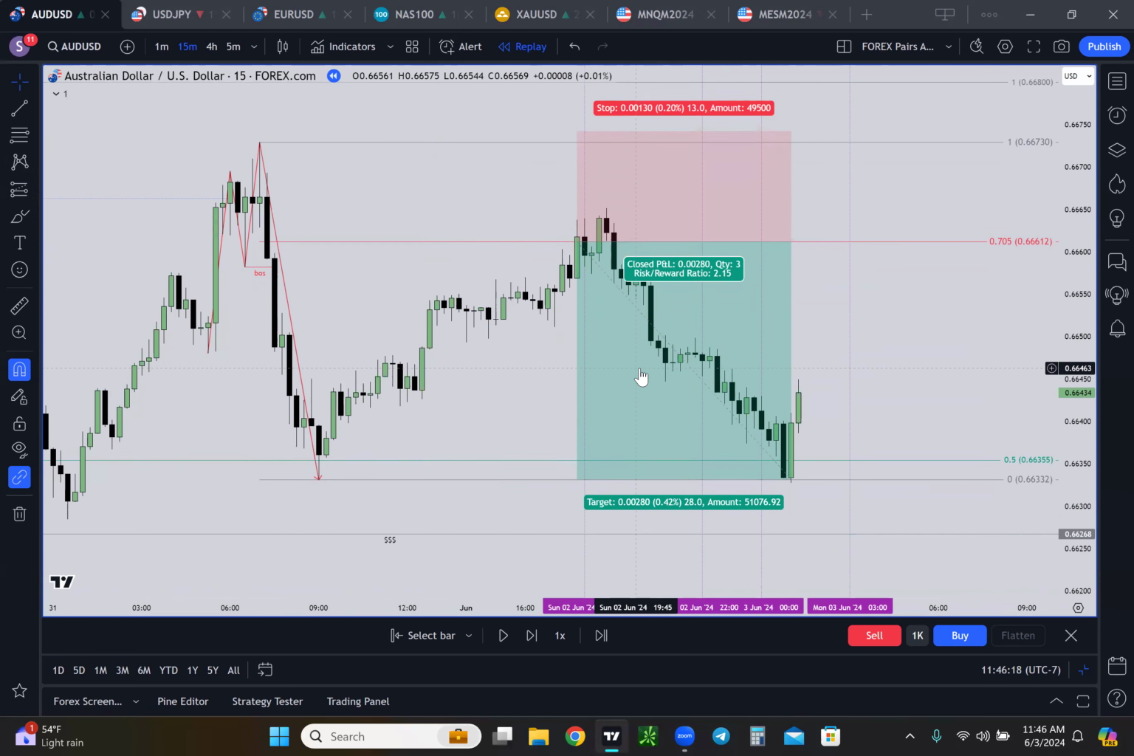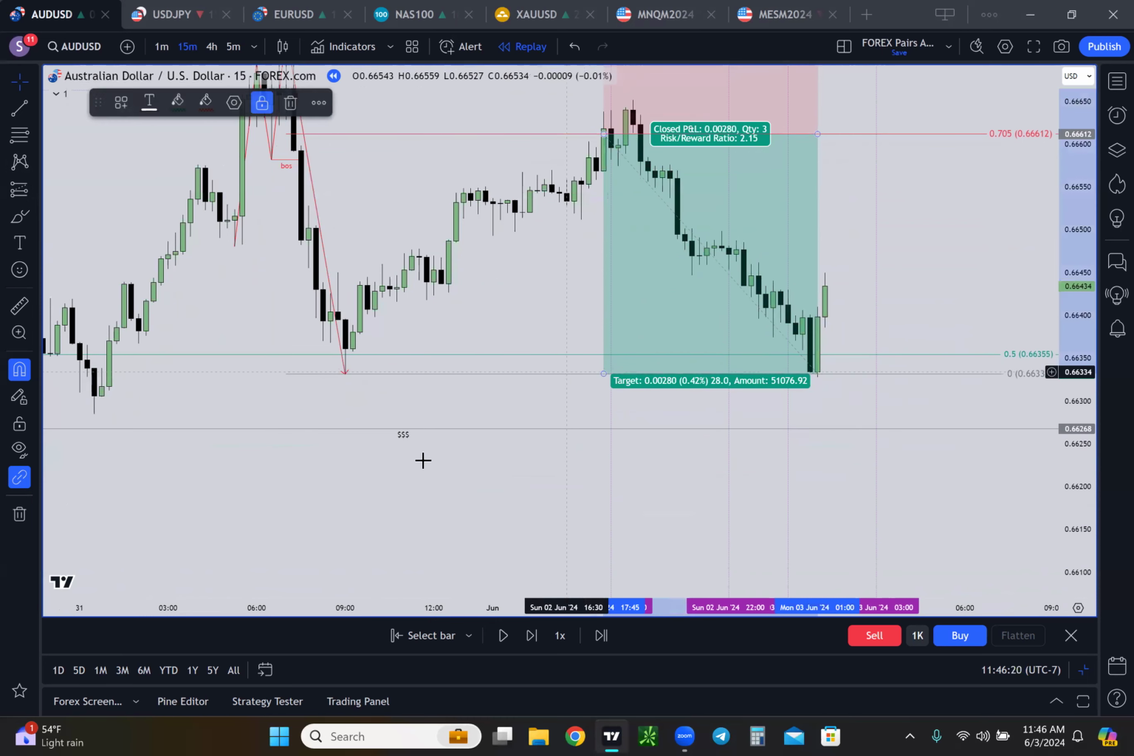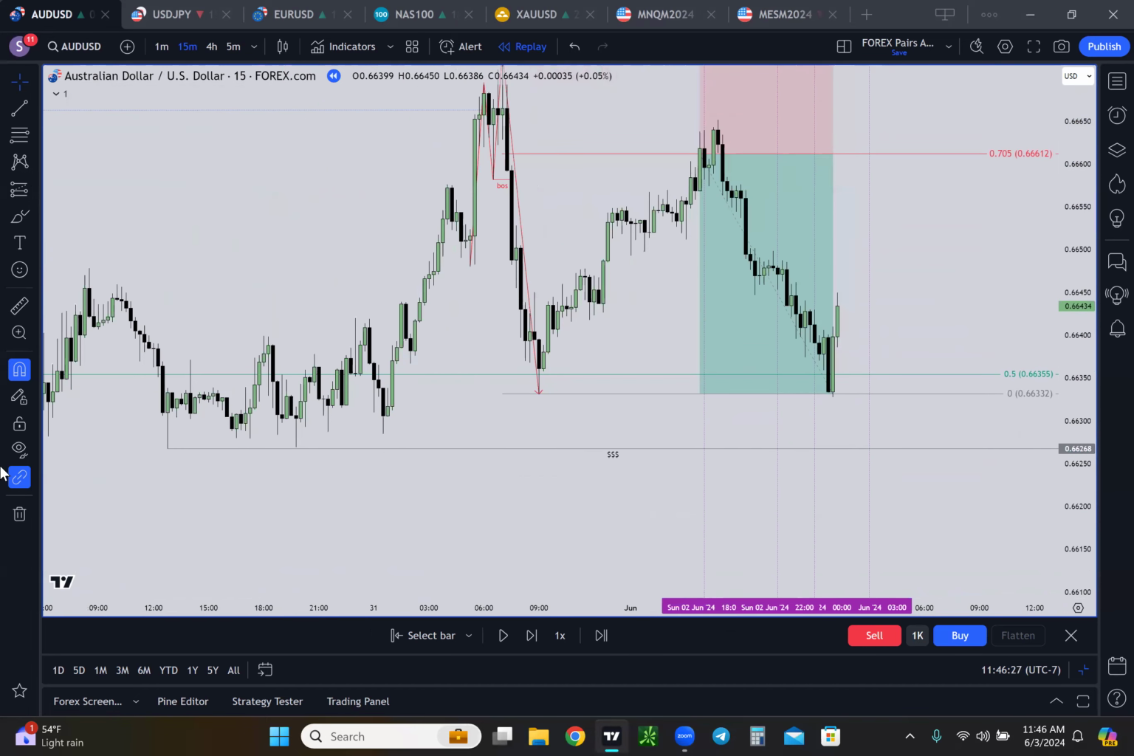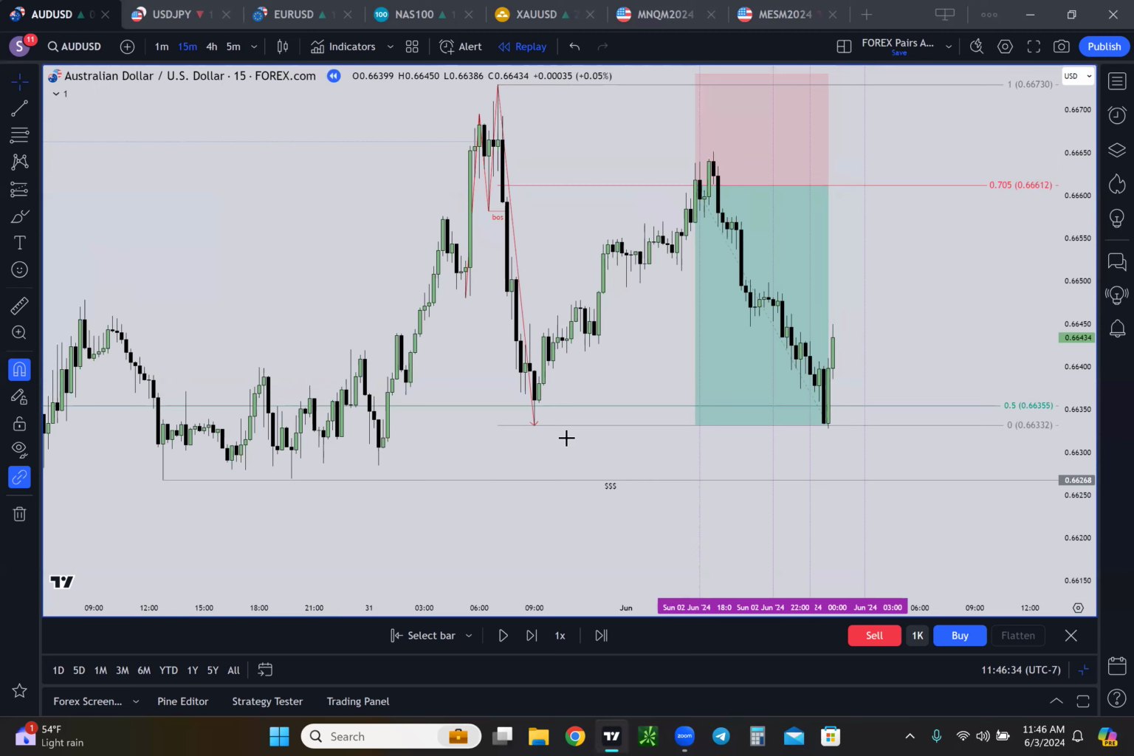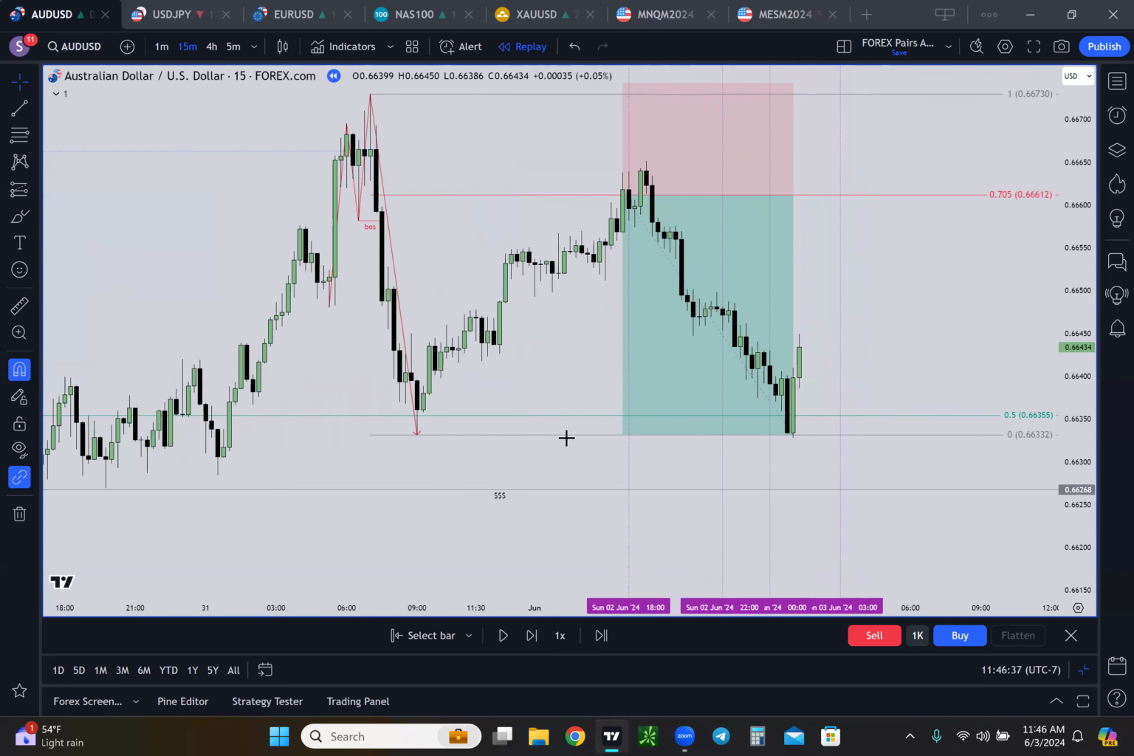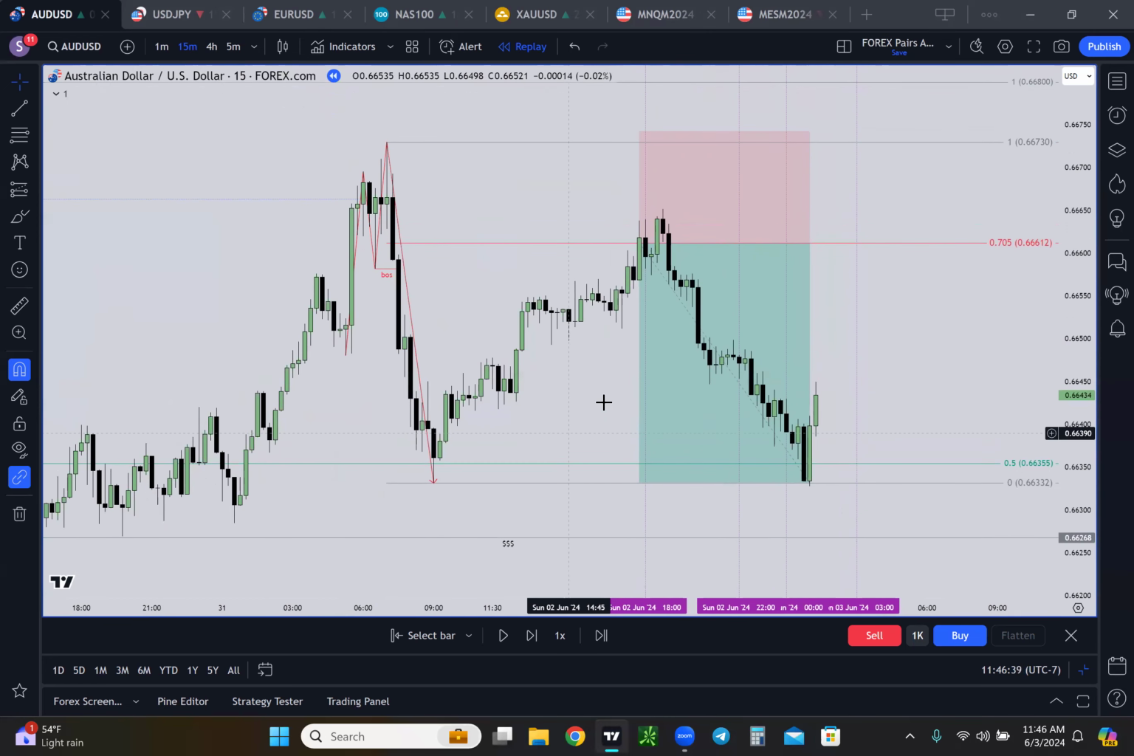Now, why did I not target this area of liquidity down below that I had identified on a higher time frame? As you can see, we have some double bottoms here. It's an area of liquidity. I didn't target this because I have traded the Asia session for long enough to know that I better just get out when the going is good.